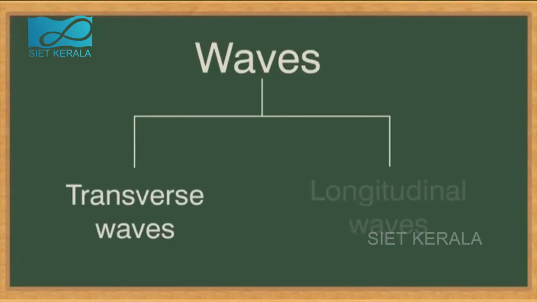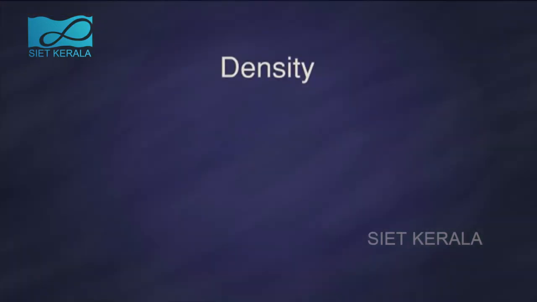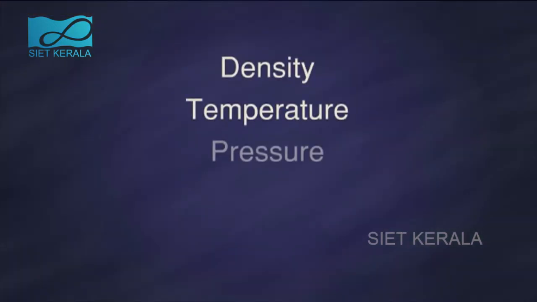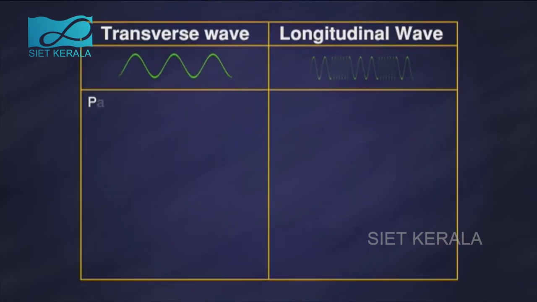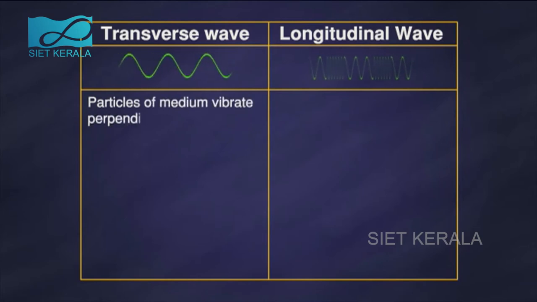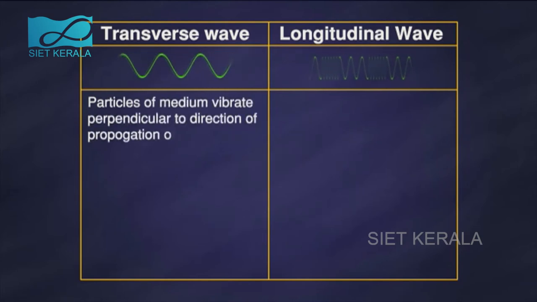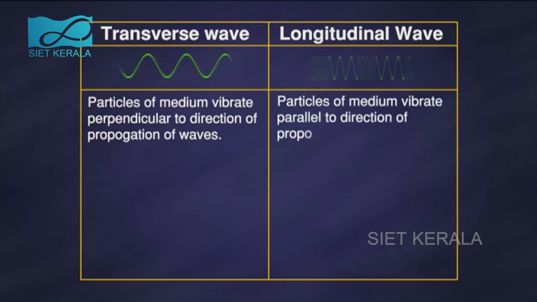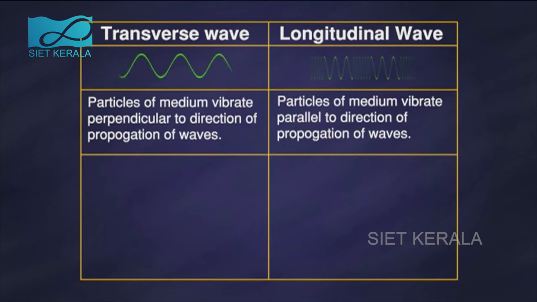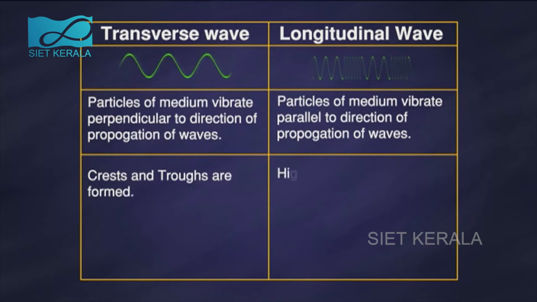Waves, transverse waves, longitudinal waves. Factors which affect propagation of waves are density, temperature, pressure, behavior of medium, etc. Transverse waves: particles of medium vibrate perpendicular to the direction of propagation of waves. Longitudinal waves: particles of medium vibrate parallel to the direction of propagation of waves.